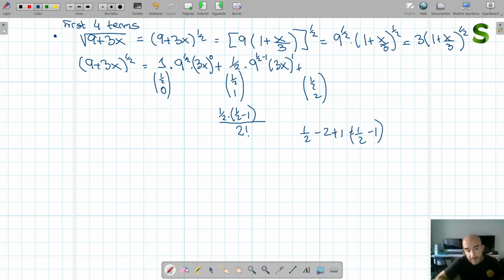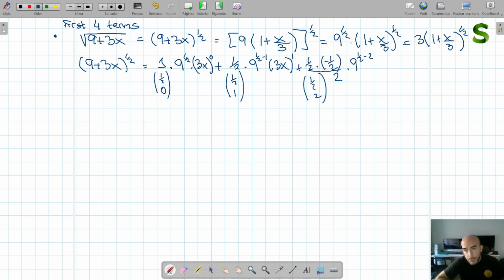I can always check it like that, but I tell you in advance that if you have something over 2, you're always going to have 2 terms multiplying. So that's going to be 1/2 times 1/2 minus 1, which I'm already going to write as minus 1/2. Those 2 terms multiplying, and then divided by 2 factorial, which is 2. So that's going to be divided by 2, times 9 to the power of 1/2 minus 2, times 3x squared.